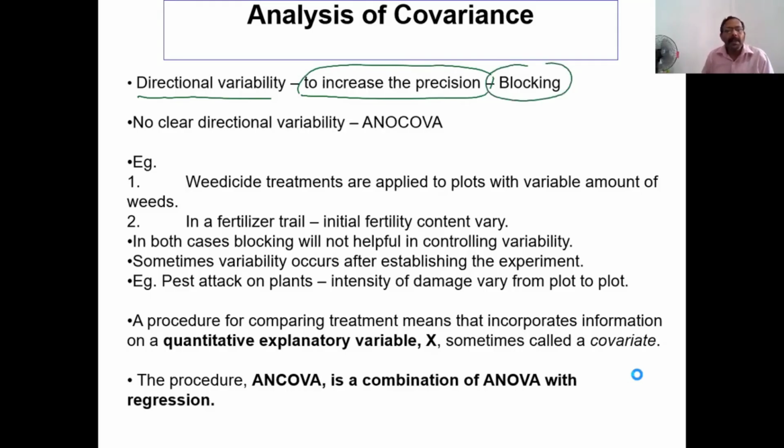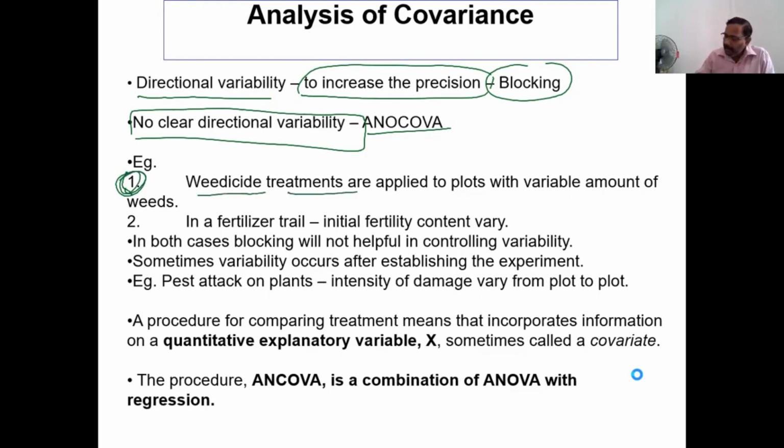But there are some occasions we say the direction of variability is not clear. Under that circumstance, we can go for analysis of covariance. So you understand in which situation we'll have to go for analysis of covariance. That doesn't mean all the time we'll have to go for analysis of covariance. So it depends on the situation, right? We will take the first example.